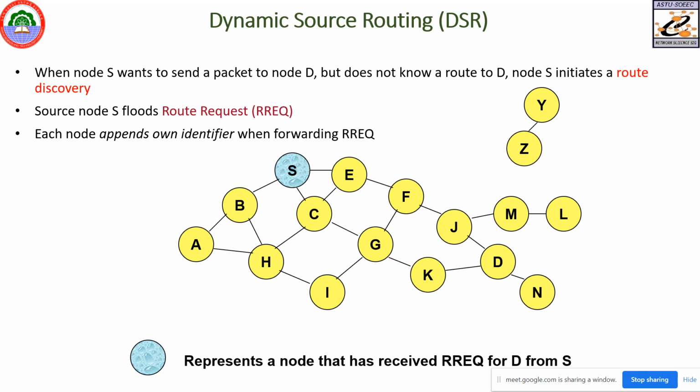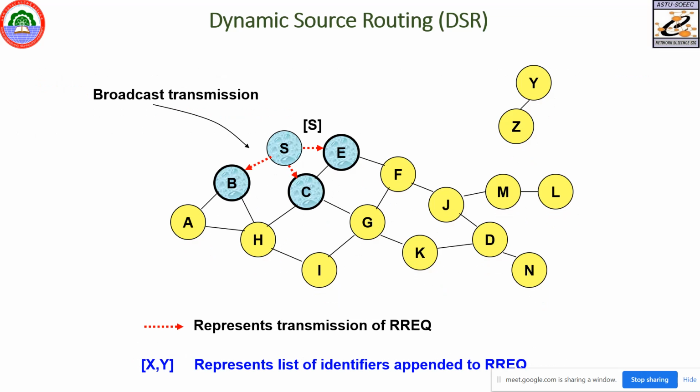When the transmission is initiated, it will simply broadcast the request. Here the control packet it is going to send is called the route request. This control packet is simply broadcast to the neighbors. The neighbors of S are B, C and E. So the source is going to broadcast that particular request to all of its neighbors.